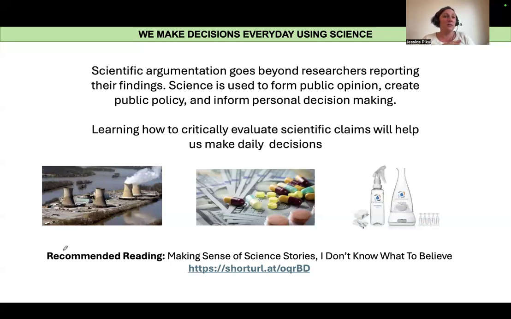Science is used to inform public policy, to create and generate public opinion about things, and also it informs our personal decision making. So, learning how to critically evaluate a scientific claim being made to us is going to help us make better daily decisions. I recommend reading Making Sense of Science Stories. It's a great and short introduction to how to process the information the scientific community produces and how to do that critically.